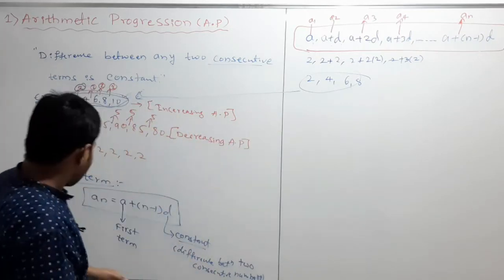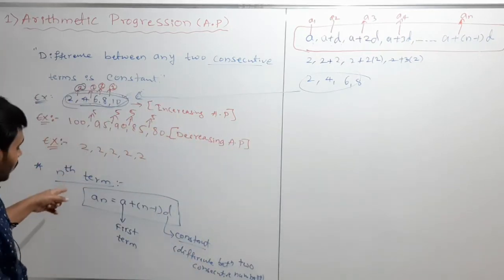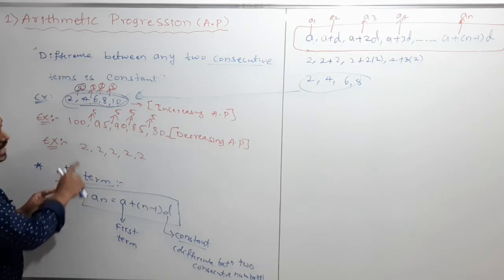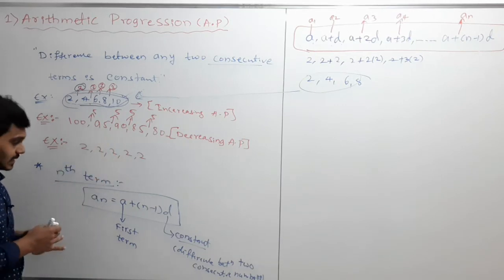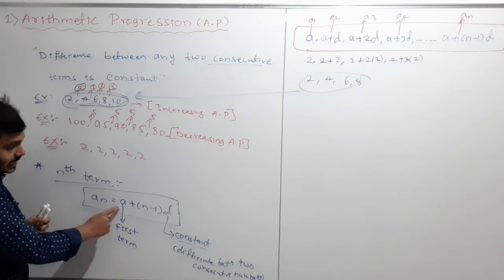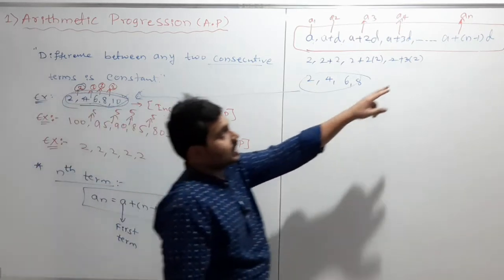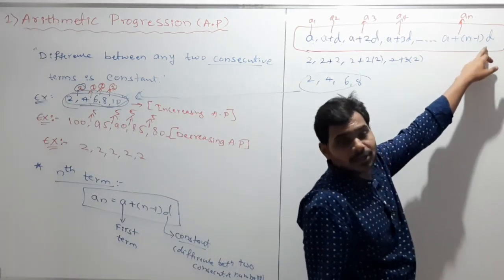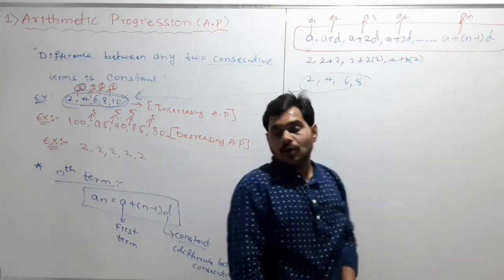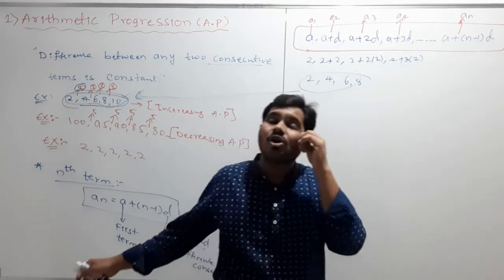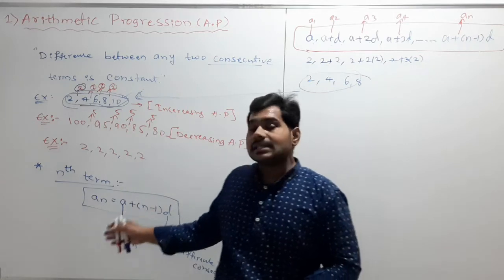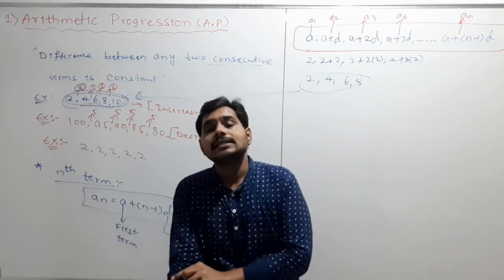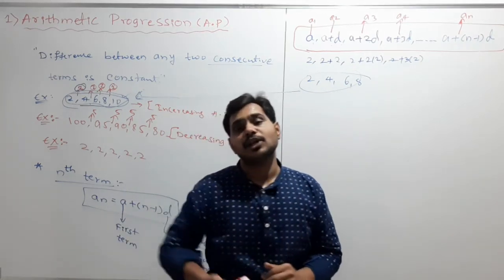So clear? So my dear students, here we already wrote that the nth term of any given AP, arithmetic progression, is a plus n minus 1 into d. This is the nth term. I hope you understood. We discussed all this earlier in the 10th standard class; I am just recalling it.